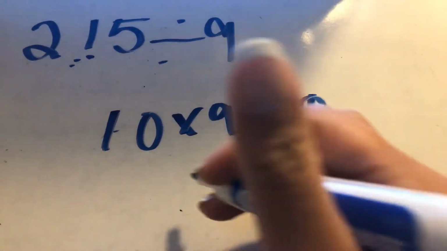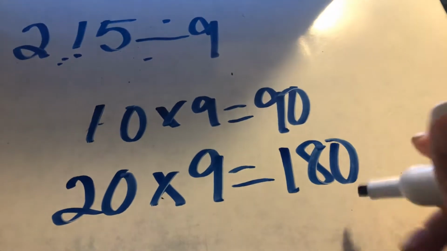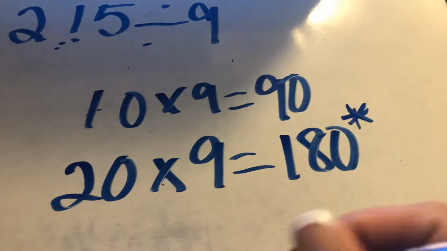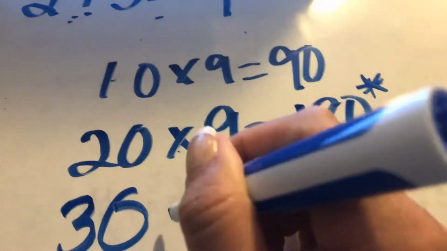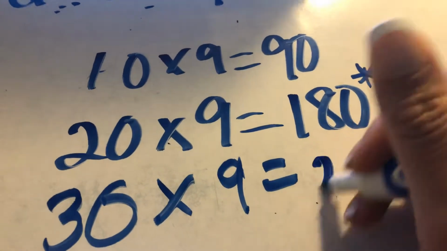Okay, we're close to 215, but we're not where we want to be. How about 20 times 9 is equal to 180? Okay, so we're pretty close. So I'm going to star that one. And then let's try 30. Let's go up one more 10 amount, and that equals 270.